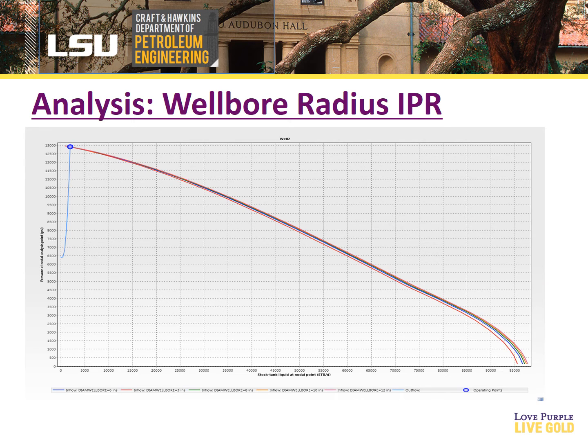This graph represents the IPR curve changes due to wellbore radius. As you can see from the graph, there's very little deviation from the base case scenario. Absolute open flow potential has changed just slightly.